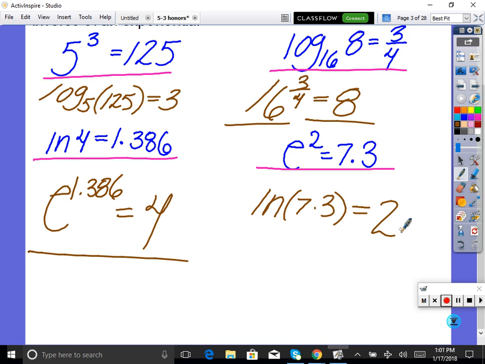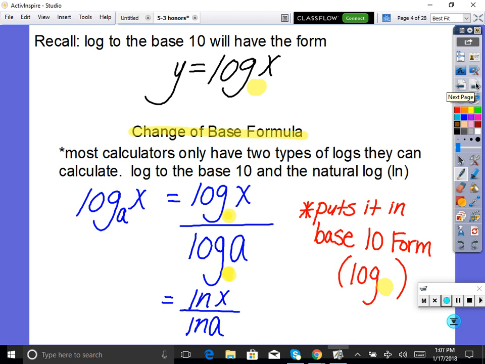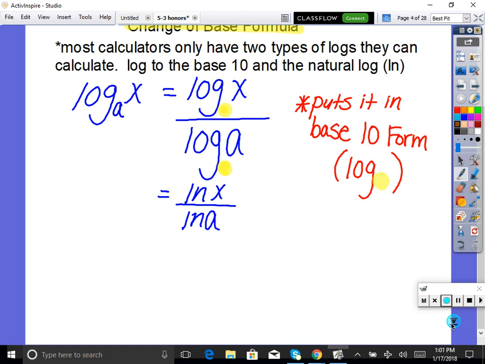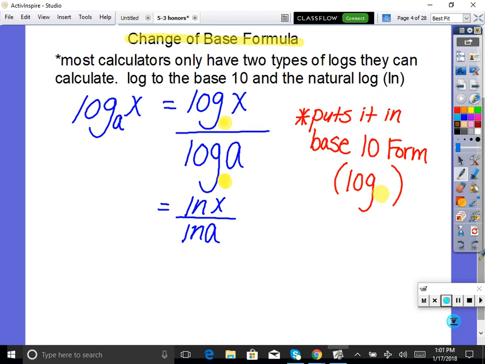Awesome. Cool. Hey, this is where the lesson for today begins. So recall that log to the base 10 will have this form. y is equal to log of x. We know that if there's nothing there, it's secretly a 10. We just don't write it. So this is what's called the change of base formula that we're going to learn. And we learn this based on the fact that most of our calculators cannot type in anything other than base 10. That's why there's only a log button key. Just log to the base 10.